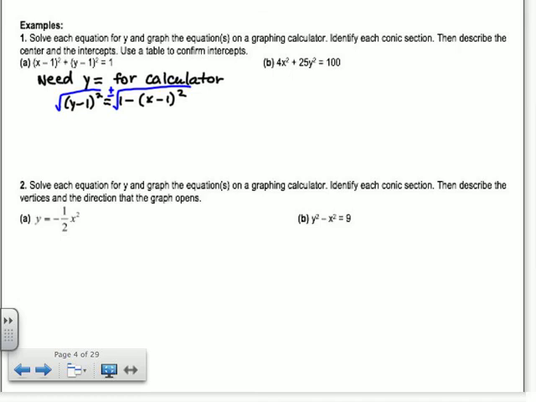All right, so I take the square root. So now I have y minus 1 equals plus or minus the square root of 1 minus x minus 1 squared. So the last thing you need to do is just add the 1 over. So I'm going to put it out front like we did when we completed the square.